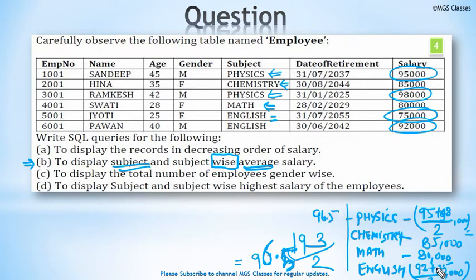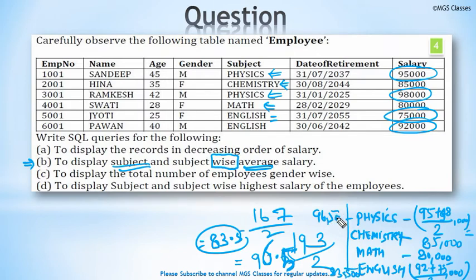And for English, you add 92 plus 75, which is 167, divided by 2, so it will be around 83.5 as the average salary.